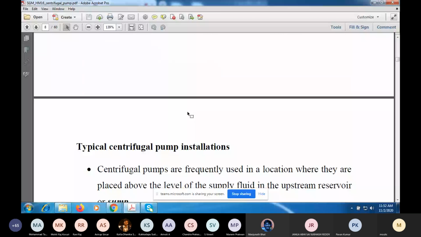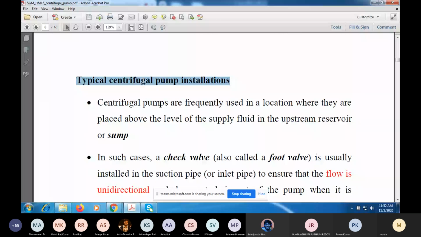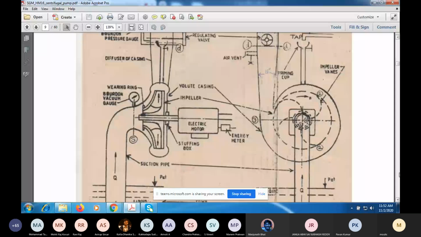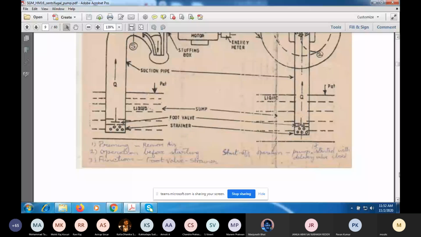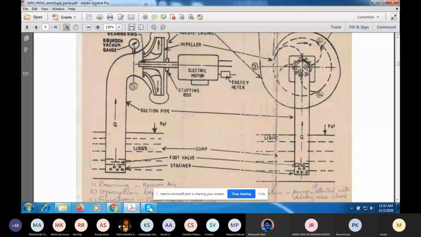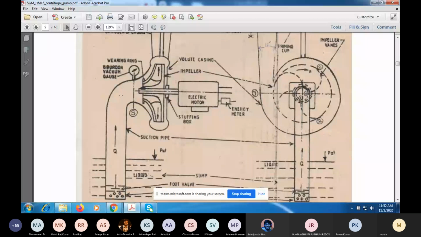Now let us look at typical centrifugal pump installations. Usually what you may have is an underground reservoir, or a reservoir on the ground, which is usually called a sump, and the pump will be above the level of supply liquid. This figure I have shown you in the first class. If you look at the view on the left, you have liquid here in the sump, and this is the suction pipe or inlet pipe. This is the shaft. You have the electric motor here. This is the impeller.